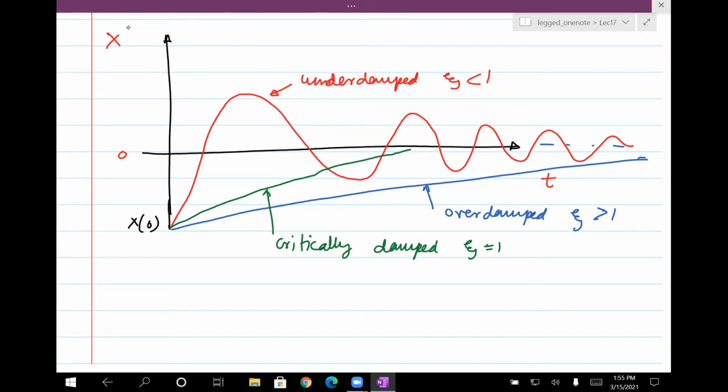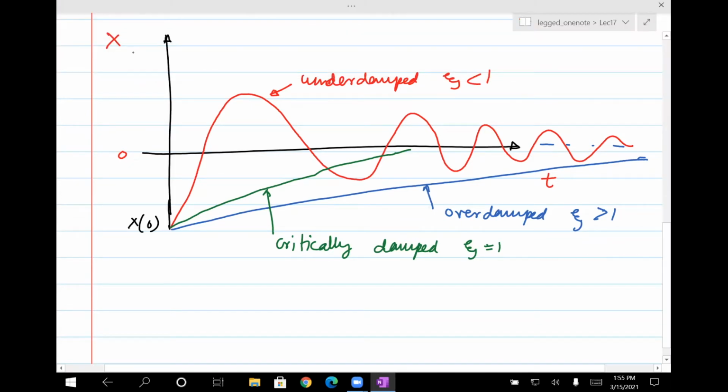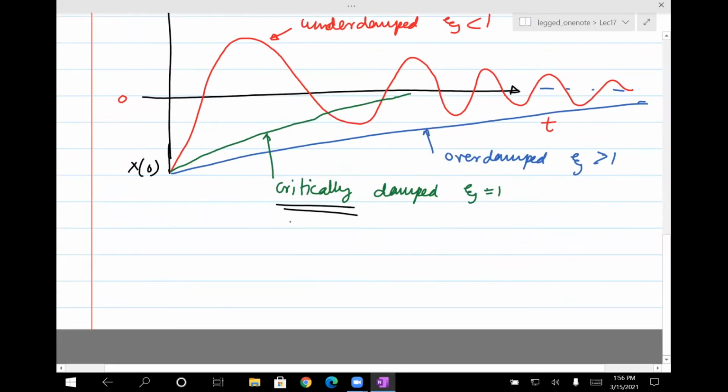Okay, so of these three responses, you can see that the response which goes to 0 the quickest is the critically damped one. And so what you want to do is try to get that spring mass damper to go to 0 as fast as possible. Why 0? If you think of 0 as some kind of error, then you want the error to go to 0 as quickly as possible. So this is the ideal scenario.